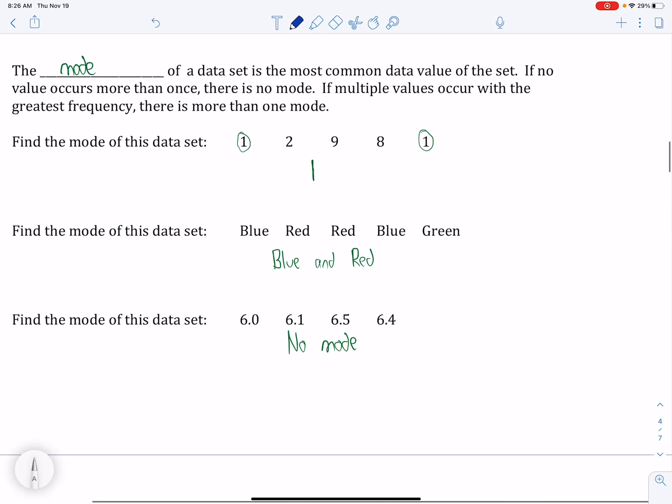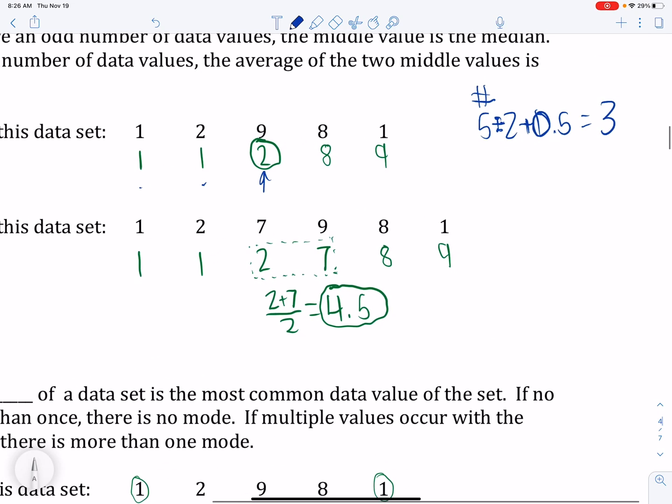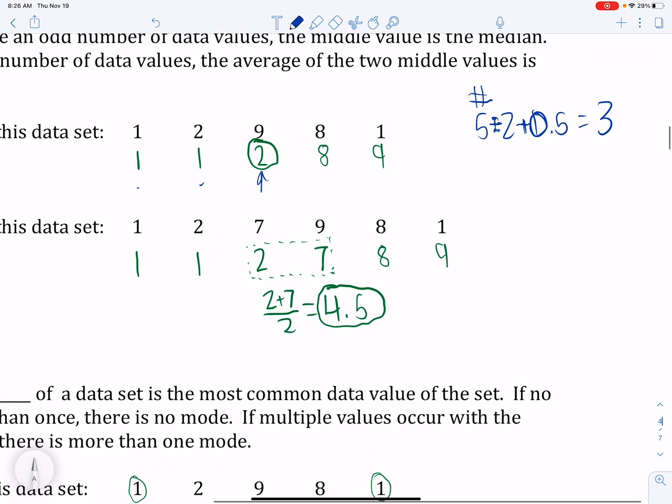For example, let's look back at this problem when we had 6 data values and we were trying to find the median. If you take 6 divided by 2, you get 3. So we start with our third data value, which is 2. Then if you do 6 divided by 2 plus 1, we get 4.